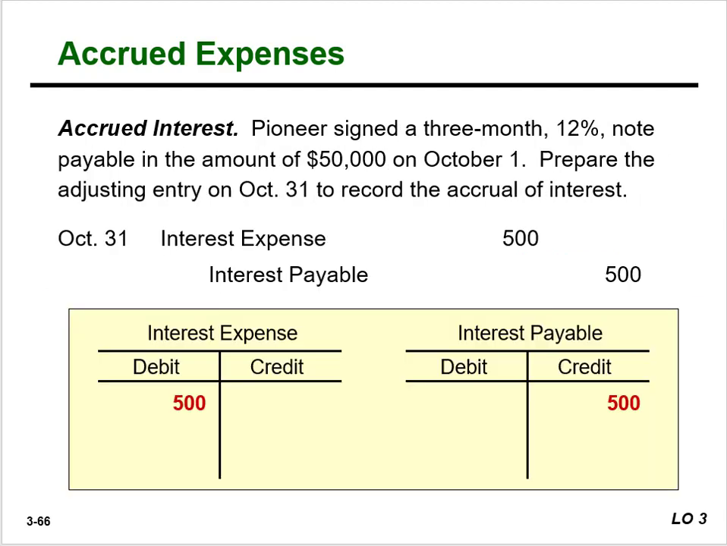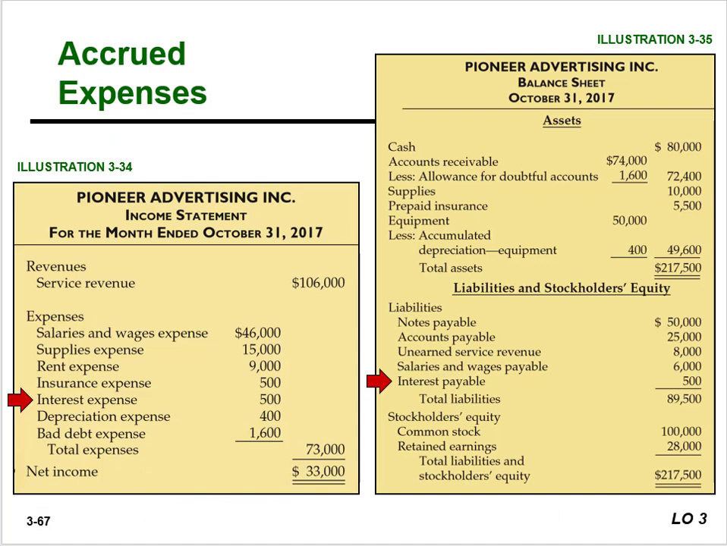And so Pioneer signed a 3-month 12% note payable in the amount of $50,000 October 1st, prepare the adjusting entry October 31st to record the accrual of the interest. And so here you debit interest expense for $500 and interest payable of $500 is credited, and the T accounts are below. And so this is the amount of the interest that you have to recognize for that period. And so again, it's recognized in your statements: interest payable for $500 and your interest expense for $500.